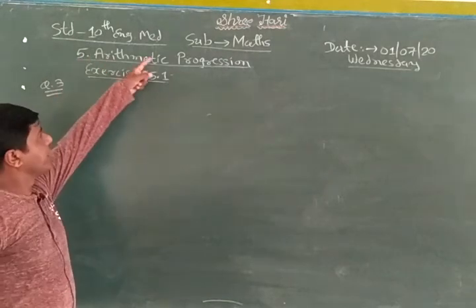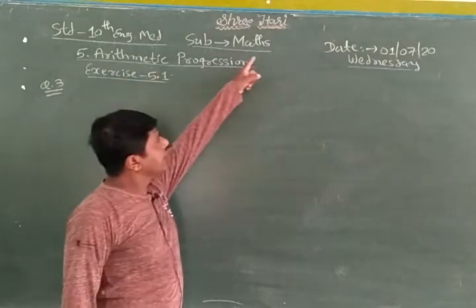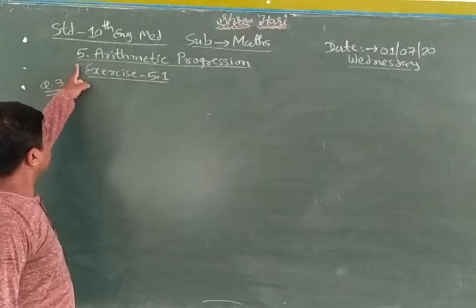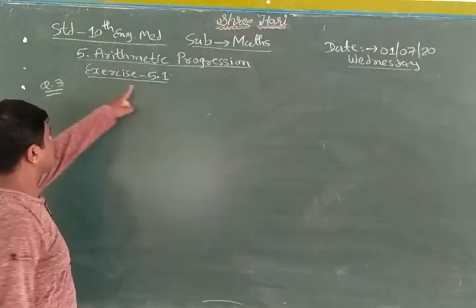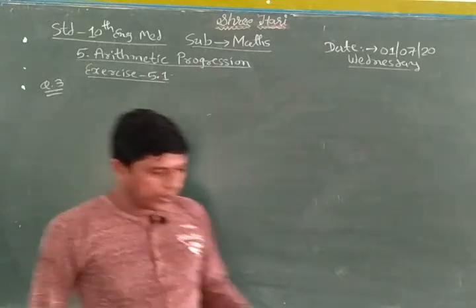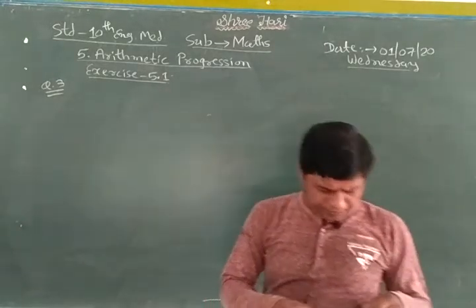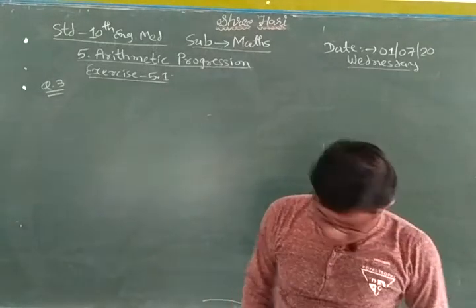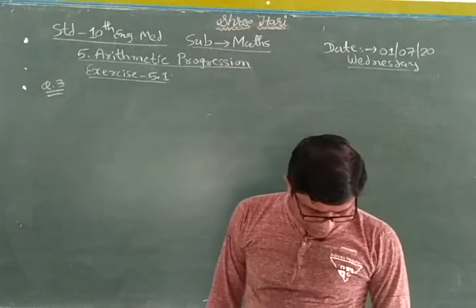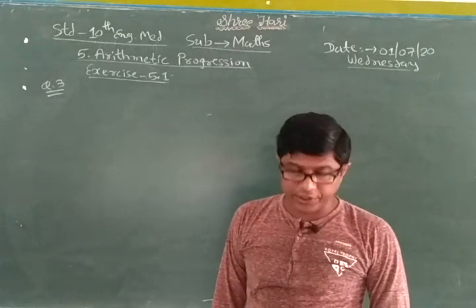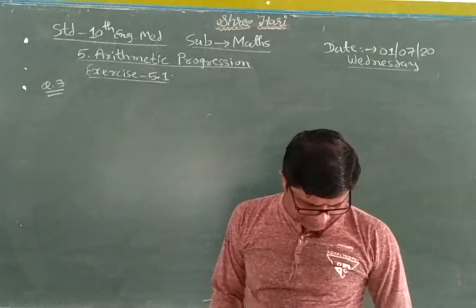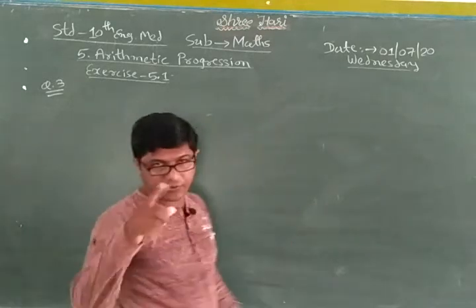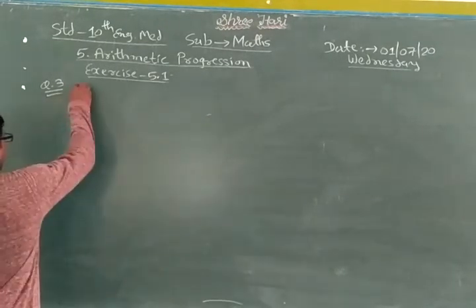Standard 10 English Medium, Subject Maths, Chapter 5, Arithmetic Progression. Exercise 5.1. First, I read the question. Question number 3. For the following arithmetic progression, write the first term and the common difference. First, write the question.